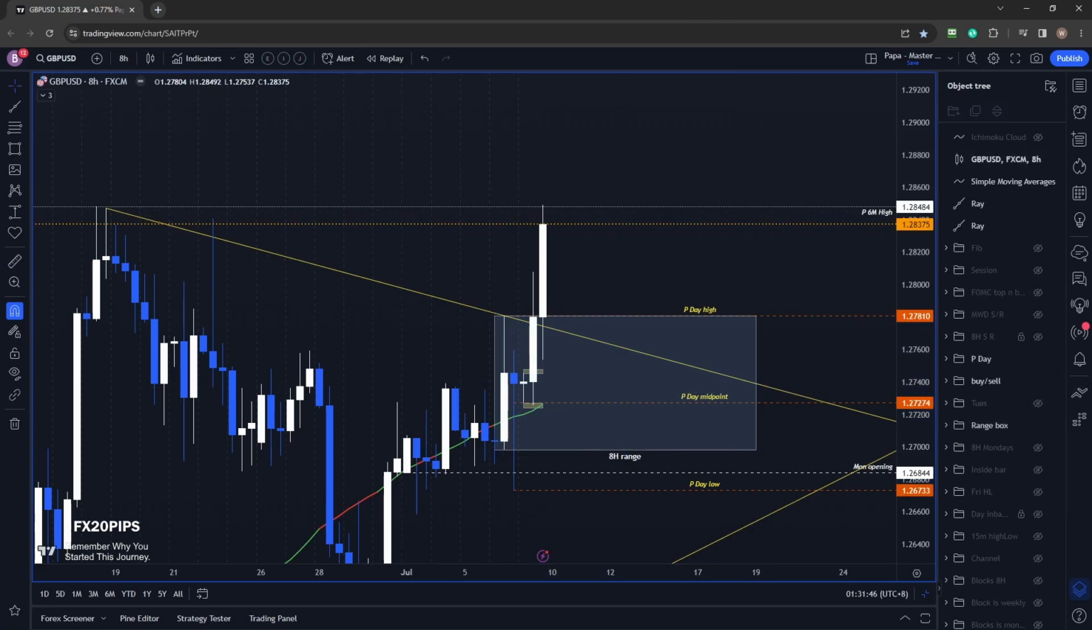There is just such a strong buyer here. That gives you an idea that somebody wants the price to go up, especially on the 8 hours. In the Asia session, you have another indecisive doji candle. The moment price goes above the high of this doji, you can see that it never comes back.